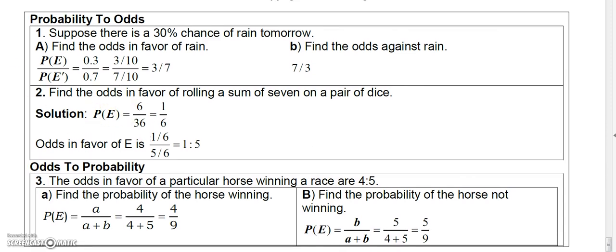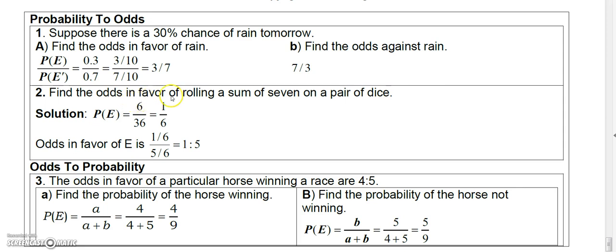Suppose there's a 30% chance of rain tomorrow. Find the odds in favor of rain. Using the formula, there's a 30% chance of rain, so the probability of rain is 0.3. Therefore, the probability of not rain is 0.7, which gives 3/10 over 7/10. So the odds in favor of rain are 3 to 7. And then, of course, the odds against rain would be 7 to 3.